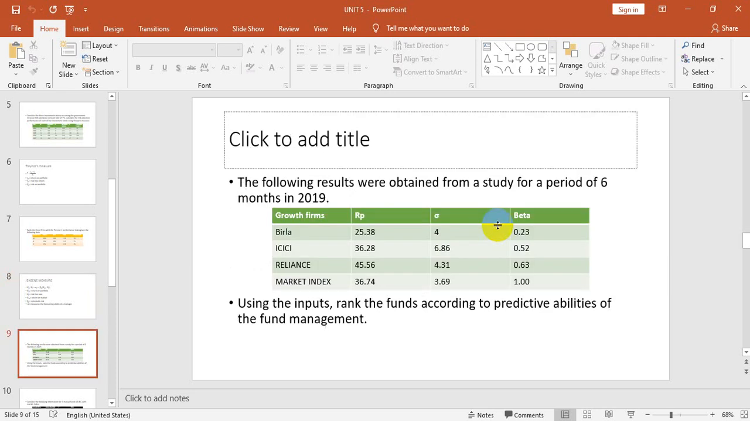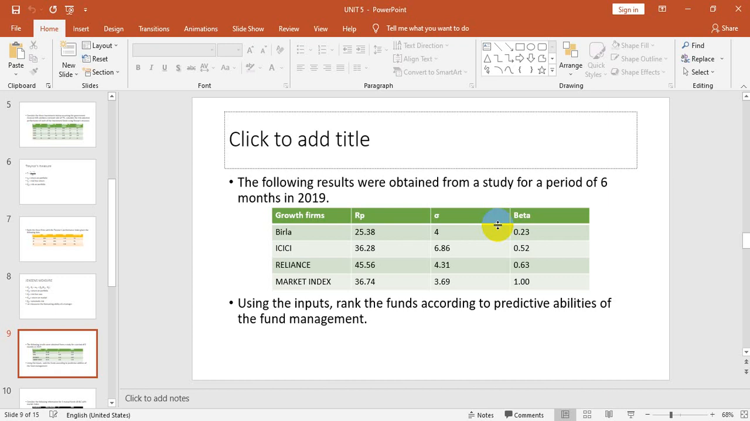So this is the question, guys. We'll do a problem on this. The following results were obtained from a study of a period of 6 months in 2019. These are the firms: Birla, ICICI, Reliance and the market index.